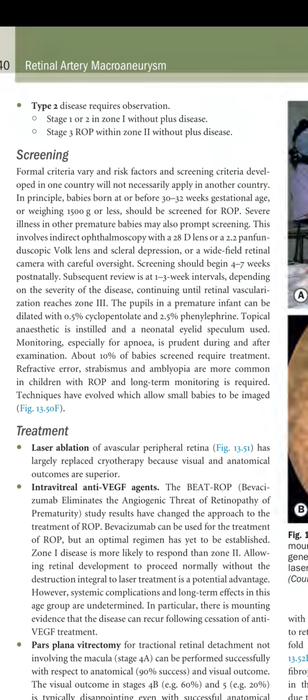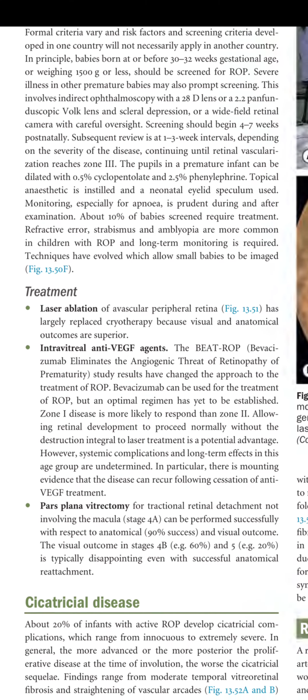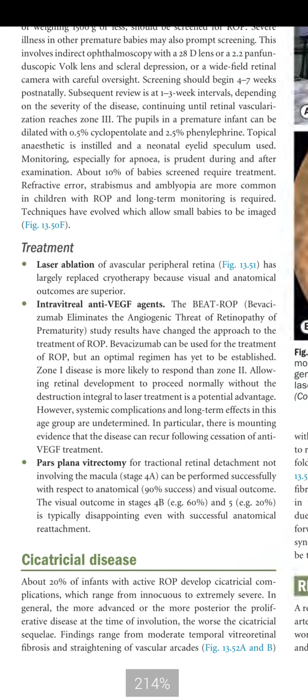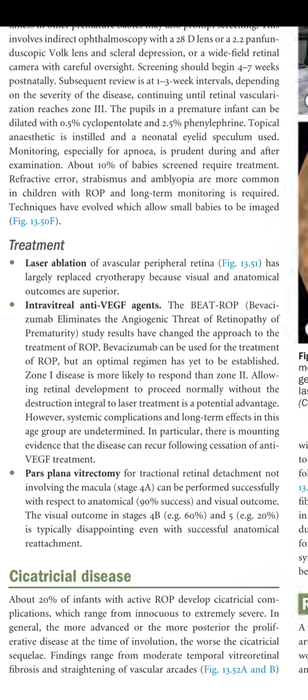Treatment. So how do you treat the patient? Basically, laser ablation of the avascular peripheral retina has largely replaced cryotherapy because visual and anatomical outcomes are superior. So you can just ablate the avascular retina, so there is no proliferation of that side. Intravitreal anti-VEGF agents, like bevacizumab, eliminate the angiogenic threat of retinopathy of prematurity. Study results have changed the approach to the treatment of ROP. Bevacizumab can be used for the treatment of ROP, but an optimal regime has yet to be established.